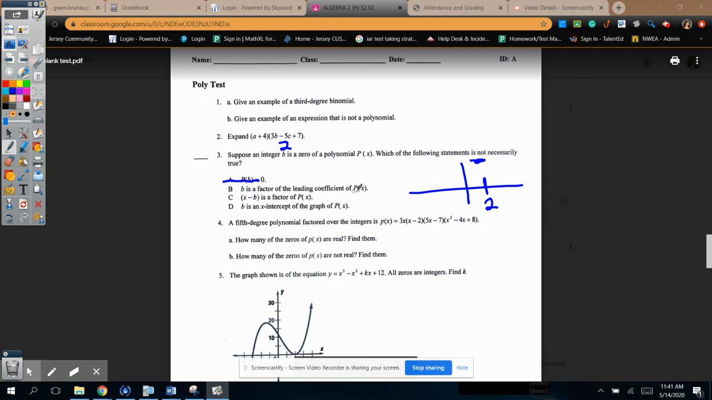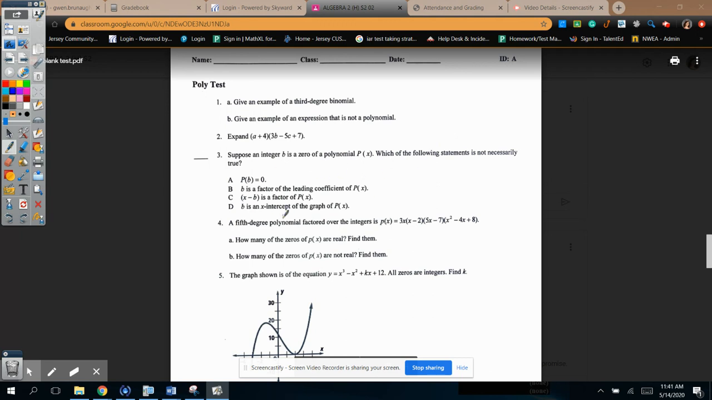Is b going to be a factor of the leading coefficient? Well, I don't know about that one yet. Is x minus 2 a factor? Yes, it is. So that's true. And is b the x-intercept? Yes, b is the x-intercept. So that means that this has to be the answer. On this one, you don't have to graph.